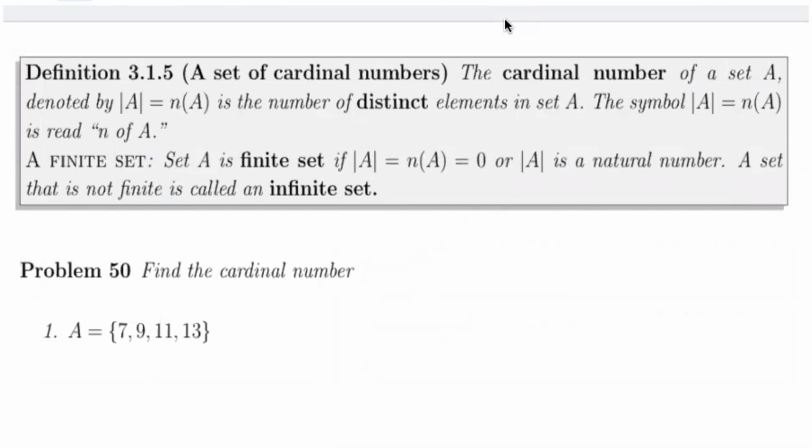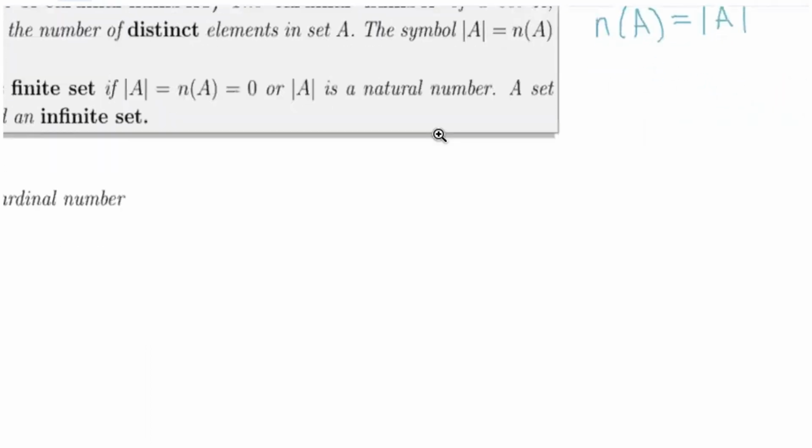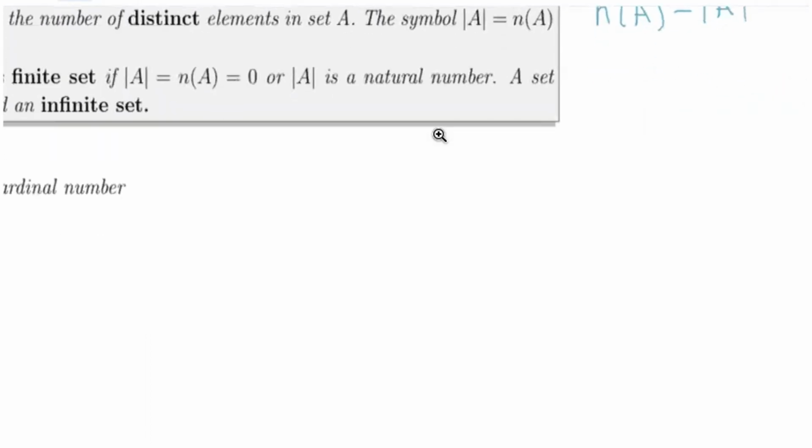Some people write A with the absolute value bars, same thing, cardinal number. Now here's a set I want to show you. If I have a set A as 1, 2, 3, 4, 5, my question is, can you find the cardinal number? The cardinal number of A means how many elements are in the set. So 5. I usually denote it with n(A), the number of elements of set A, or cardinal number. That's the name, cardinal number.